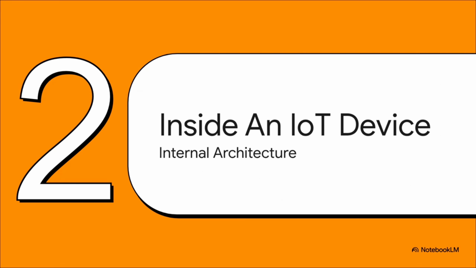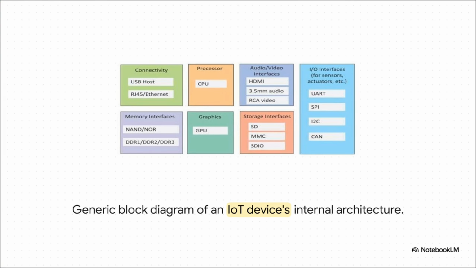Moving on to section 2, inside an IoT device. Now we're going to perform a little teardown and look under the hood of these connected machines. Take a look at this. This is the foundational blueprint of almost every IoT device out there. You've got the processor in the center, that's the brain, and surrounding it are the various interfaces that allow it to actually interact with the physical and digital worlds.